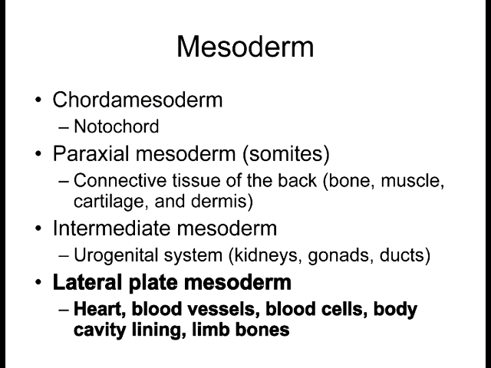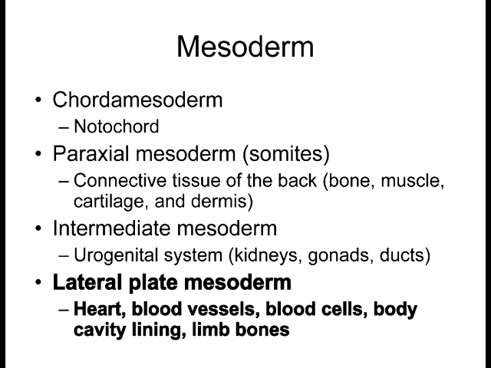So lateral plate mesoderm. Some of this we're going to cover now. Others we're going to cover later when we get into the heart. Right now we're going to look primarily at how the limb bones form, and then we'll talk later on about the heart and the blood vessels and the blood and the body cavity linings that come about from this. You can see that there's a lot of derivatives from the lateral plate mesoderm. So right now I want to talk primarily about the limb bones.